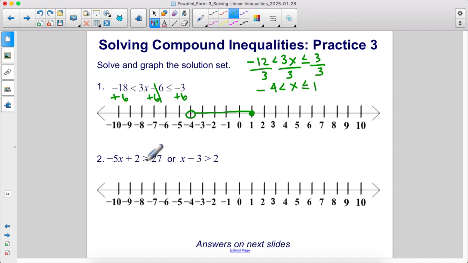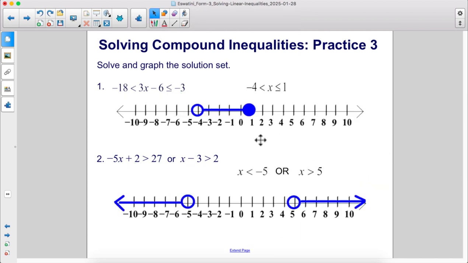Here, we're going to solve this for x. So we're going to subtract 2 from both sides, and I'm going to rewrite it over here. -5x is greater than 25. Then we're going to divide by -5. Now, anytime you divide by a negative, you have to flip the sign. So this becomes x is less than -5. Over here, we have x. We're going to add 3 to both sides, so that gives us x is greater than 5. So x is greater than 5, or x is less than -5. And here are the solutions.